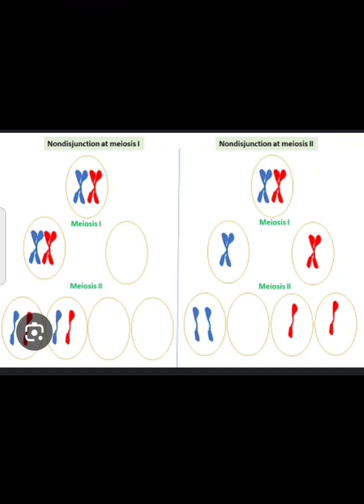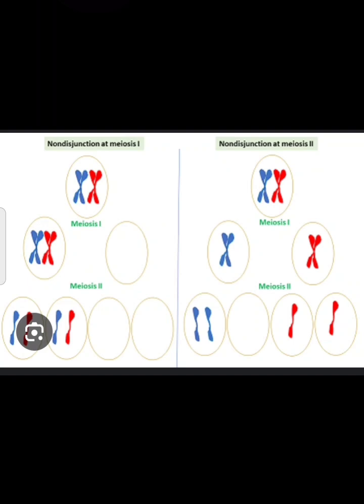This non-disjunction is mainly due to chance. Usually there is no genetic tendency to develop non-disjunction, and it is said that non-disjunction occurs more and more frequently as the age of the parent goes higher. So advanced maternal age is specifically related to non-disjunction. Now we are moving to the second category, that is Robertsonian translocation.